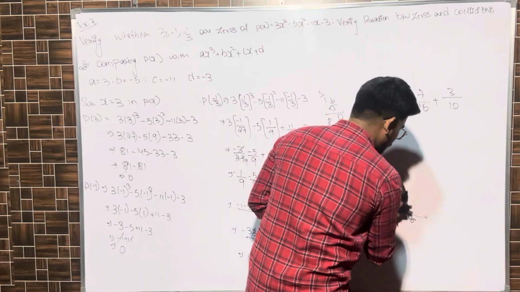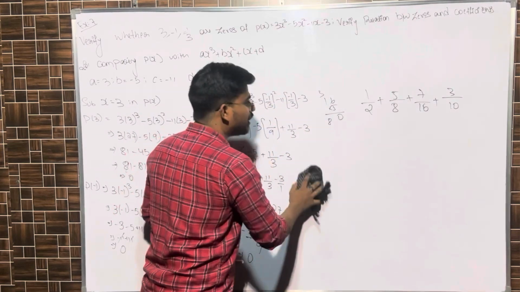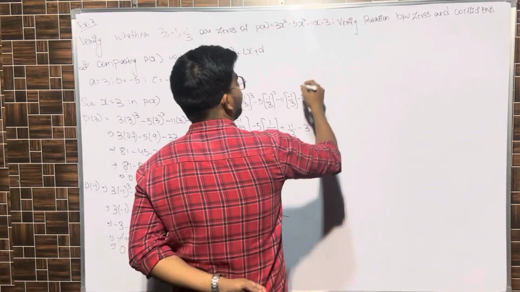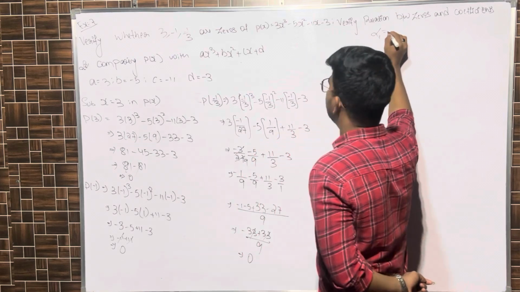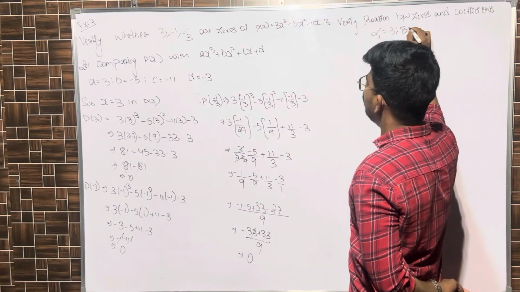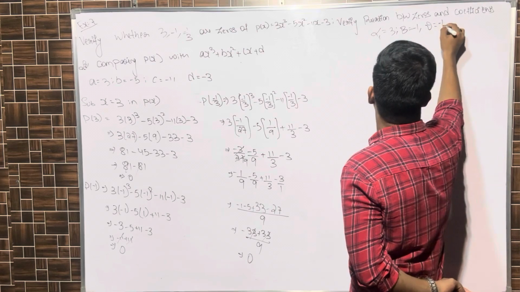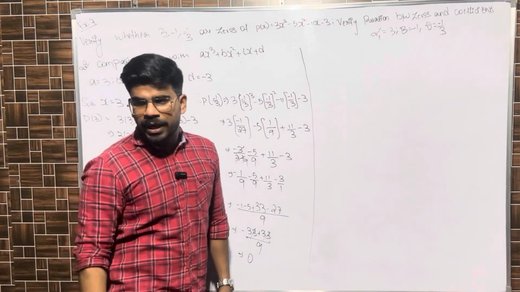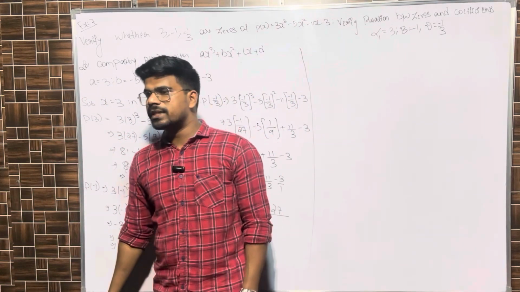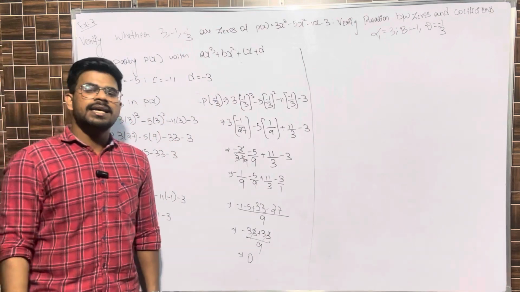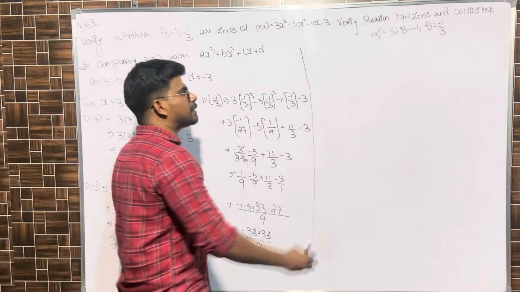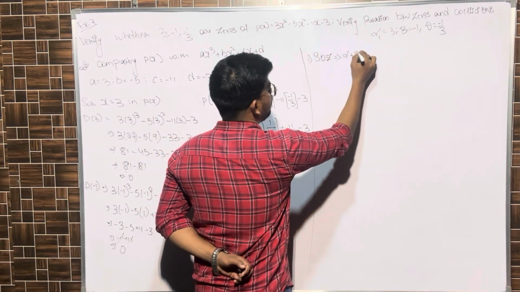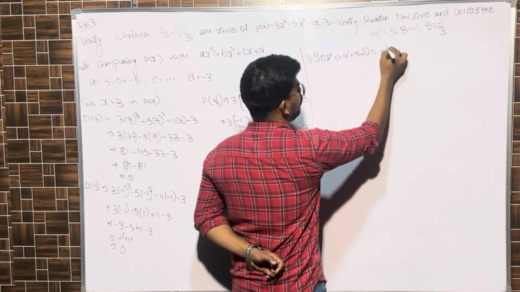Now, we just confirmed that. What did we confirm? Zeros of the polynomial. Now I have zeros and coefficients. Let me write it here. Alpha is equal to 3, beta is equal to minus 1, gamma is equal to minus 1 by 3. 3 formulas: sum of zeros, sum of products, product of zeros. Sum of zeros is nothing but alpha plus beta plus gamma, which should be equal to minus b by a.